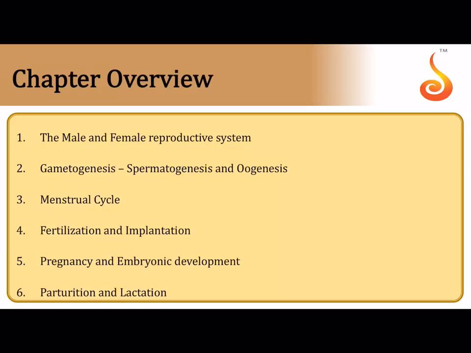We are done with the male and the female reproductive system. We are done with gametogenesis, both spermatogenesis and oogenesis, and the reproductive cycle, the monthly reproductive cycle, that is the menstrual cycle in primate females, correct? And then in today's lecture, we are going to focus on fertilization, cleavage, and implantation. Following that, we will be discussing pregnancy and embryonic development, and lastly, childbirth or parturition and nourishment of the newborn, that is lactation. Okay, so today's focus will be the process of fertilization, followed by cleavage and implantation.